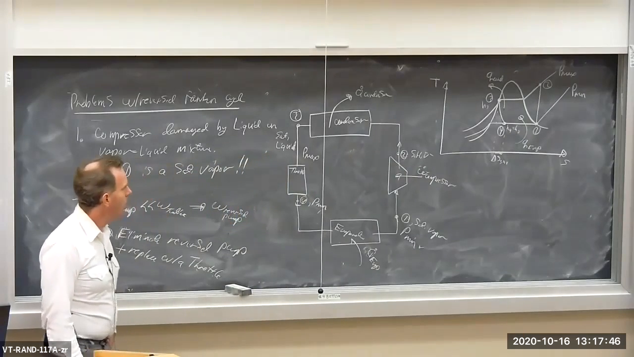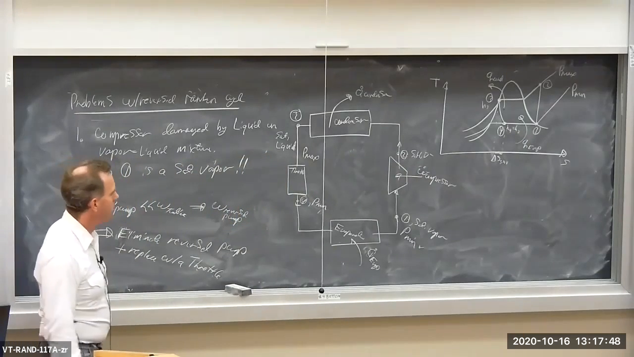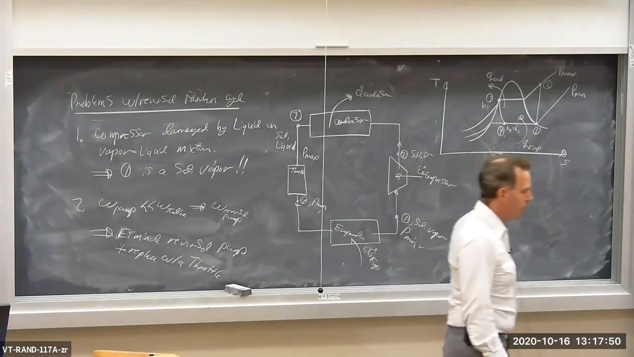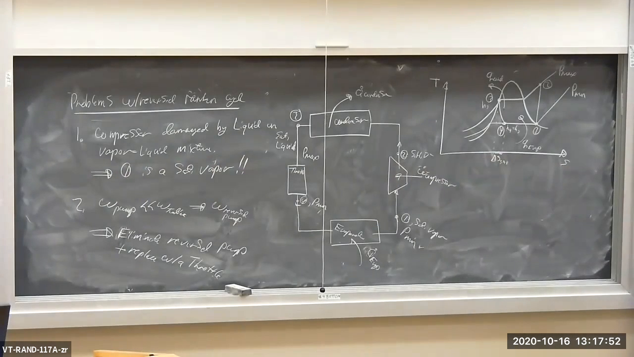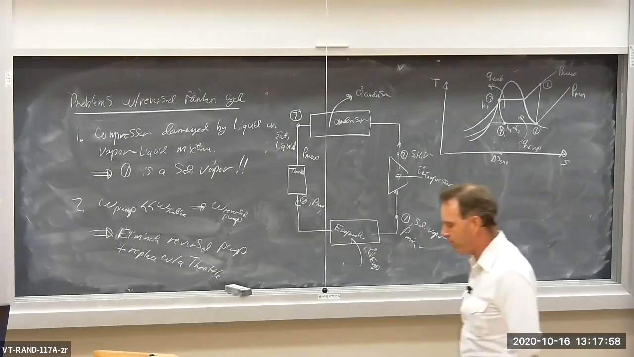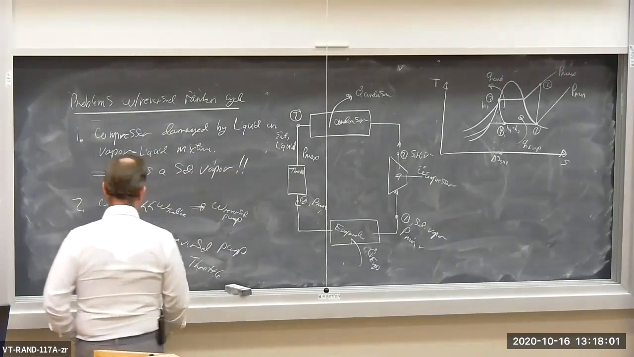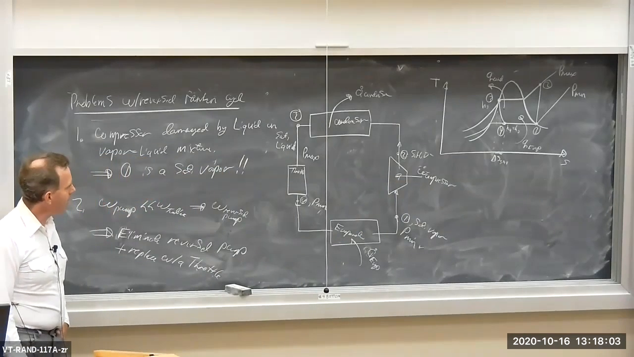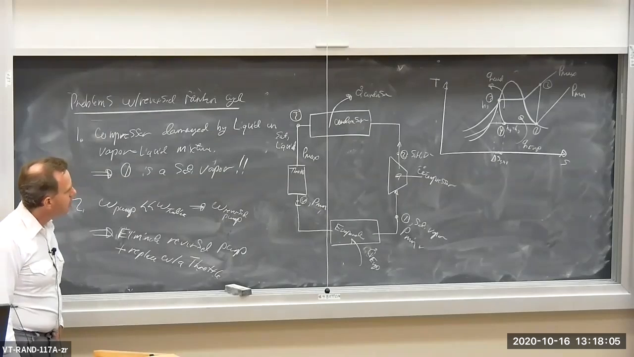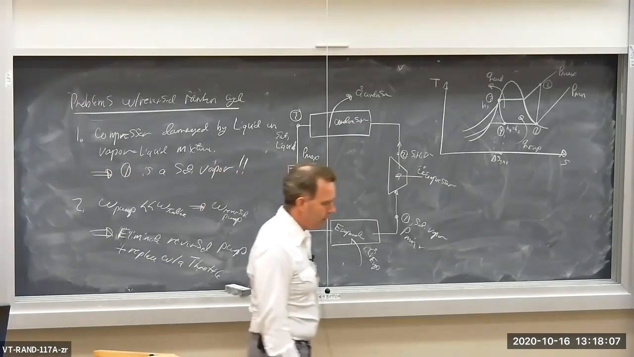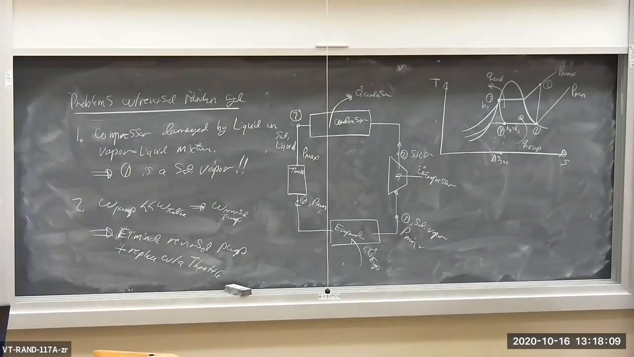All right? So this is the ideal refrigeration, compression refrigeration device. It's basically a modified Rankine cycle, where we've taken out the pump and replaced it with a throttle. And we've made the compressor inlet state a saturated vapor, okay?